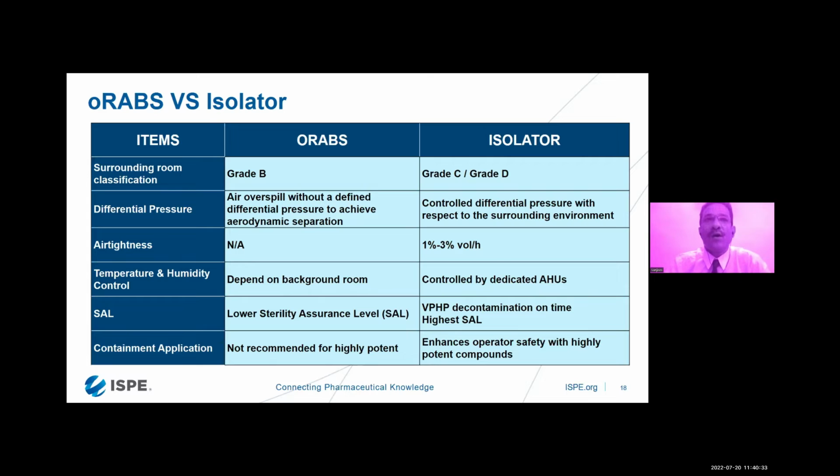But when you have an isolator system, you don't require a complete sterile gowning because your background area is going to be ISO 7 or ISO 8 in classification. In terms of containment application, in ORABS you cannot have a potent product being manufactured which gets totally contained inside, because it's an open system.